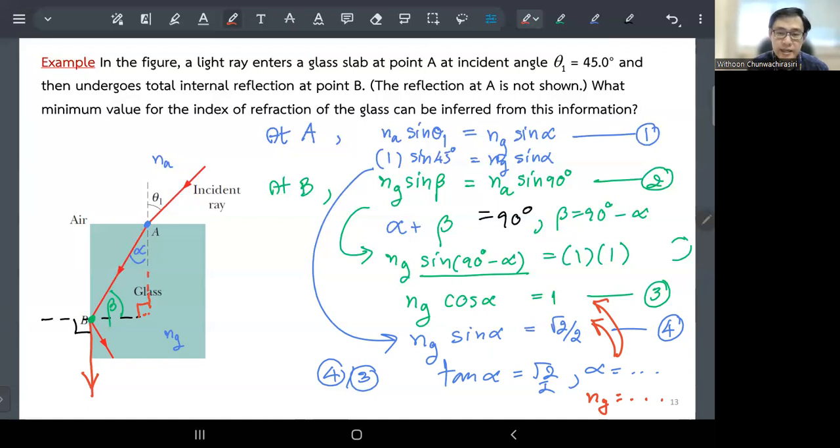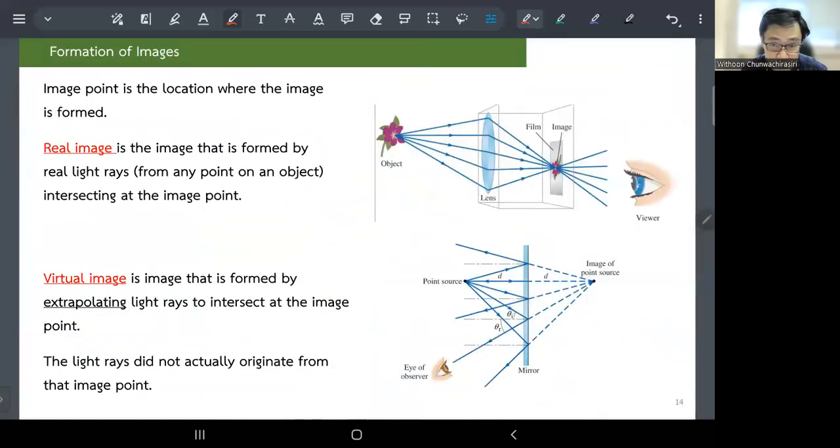Now, what can this take you to? It will take you to another application that is going to be very, very close to your everyday lives, which is the formation of images. You use this all the time because you use a camera, right?